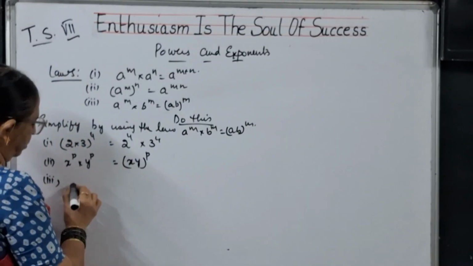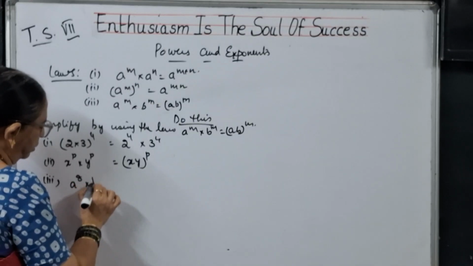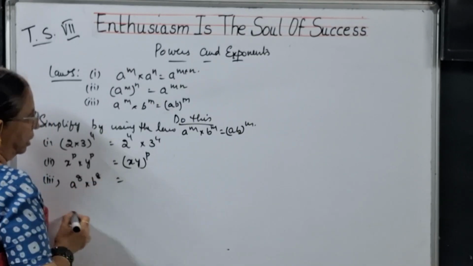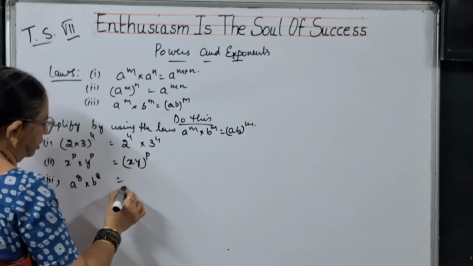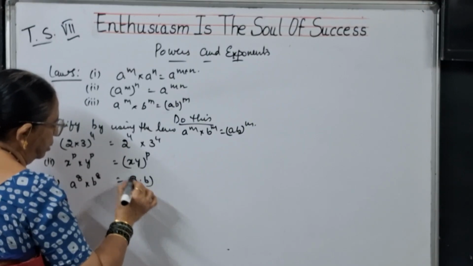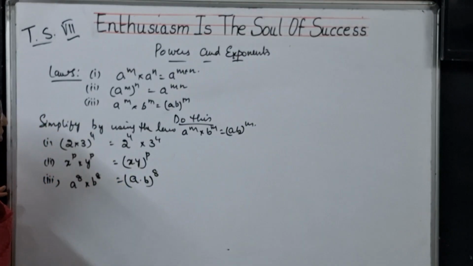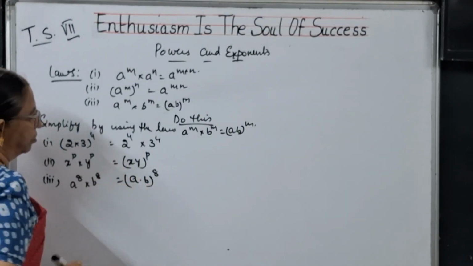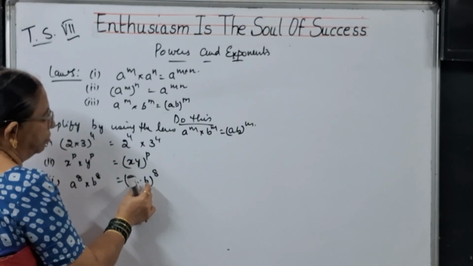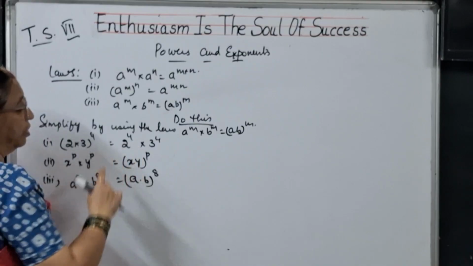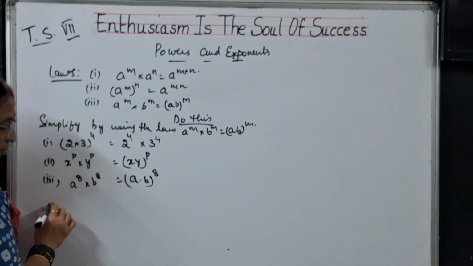Now the third bit, a to the power of 8 into b to the power of 8. Again, this way they have given. This is nothing but a into b whole to the power of 8. Into means even you can keep dot, children. It is not necessary that you have to keep multiplication sign. When letters are there, numbers, you have to.